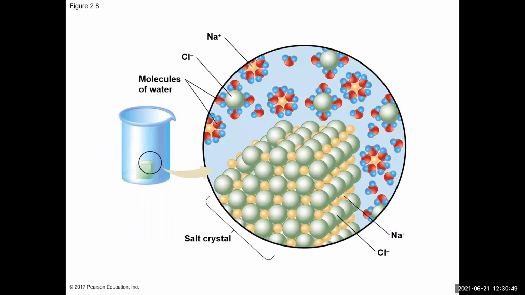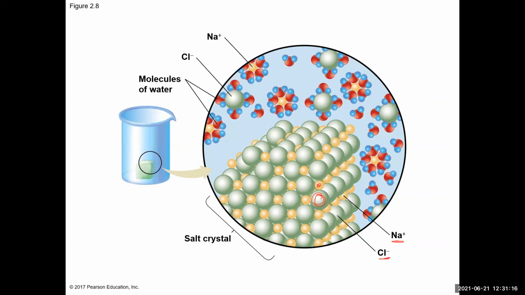So here we have an image where we have a salt crystal in a water solution. You can see all of the water molecules that look like the little Mickey Mouse heads. And then you have your salt crystal, which is made up of your chlorine and your sodium ions. And remember, there are polarities to those ions. Sodium is positively charged, chlorine is negatively charged.